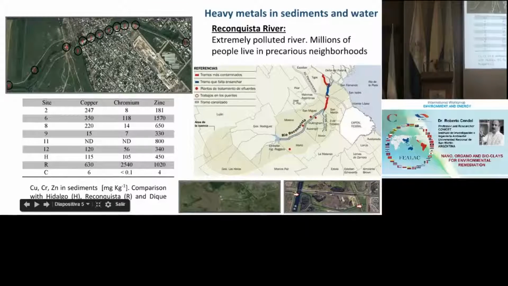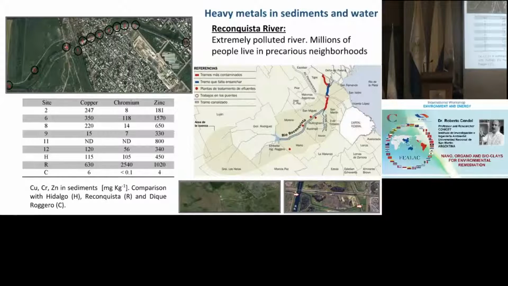Another problem is heavy metals in sediments and water. I'm going to emphasize sediments. This is an extremely polluted river in Argentina, close to Buenos Aires, the Reconquista River. It is highly populated, and it is characterized by being extremely poor. Many people live under the limits of poverty in marginal areas with very precarious housing, where there are no sewers or garbage collection, and everything goes to the river, to the waters, particularly rivers and ditches that go around.